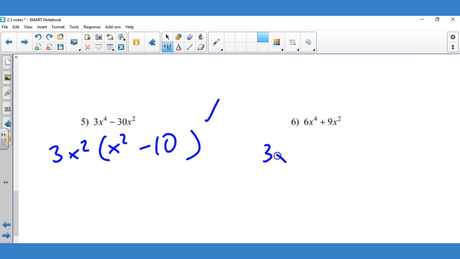I think we're going to go 3x squared again. Remember, take the lowest degree. 4, 2, we take the 2, x squared. So now, divide 6x to the fourth by 3x squared. It's going to be 2x squared. And 9x squared divided by 3x squared is going to be 3. Yep, 9 divided by 3 is 3, x squared divided by x squared is 1. So here we go. Final answer.